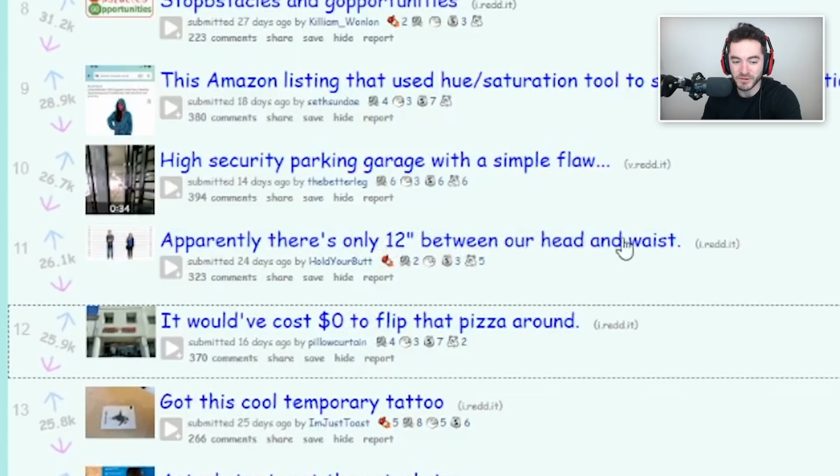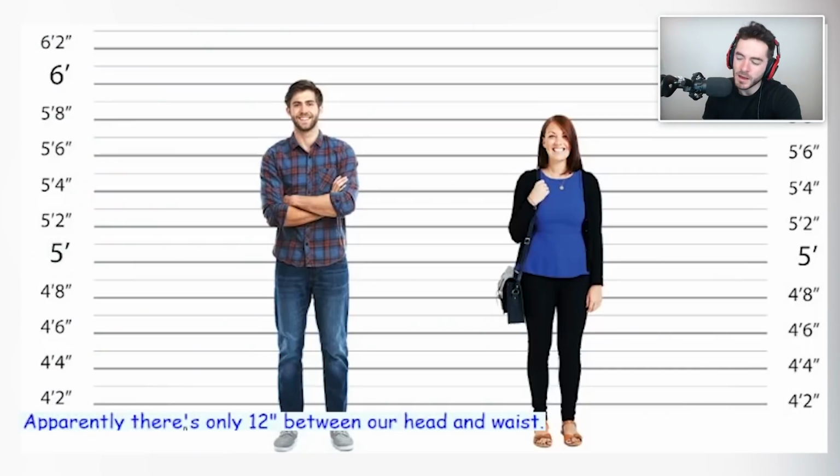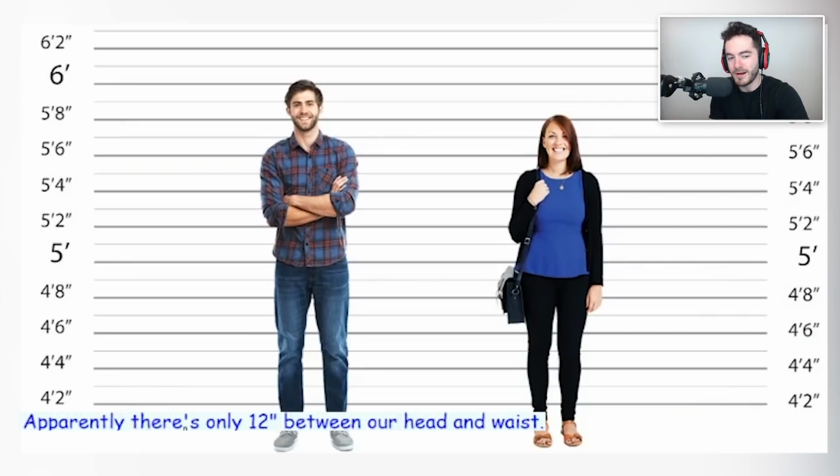Apparently there's only 12 inches between our head and waist. I mean, if you're me, there might only be 12 inches between head and waist. You get it because I'm short. But honestly, this is a real problem with height charts in general. I don't know if you've ever looked at a height chart of like, what's the average height of people in various countries? But it's always like this, where the scale of the models or the drawings of the people just don't correspond to the numbers on the side.